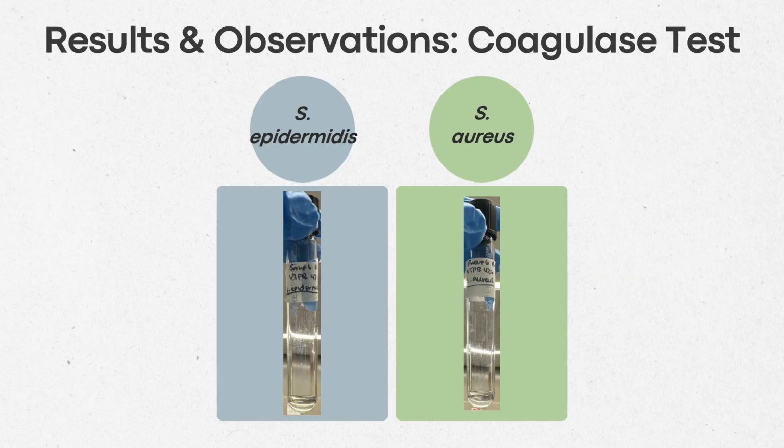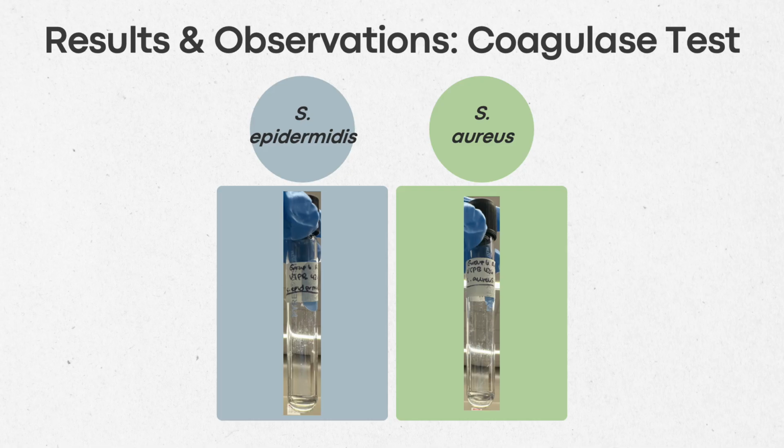As for the results and observations with the coagulase test, rabbit plasma tubes were inoculated with Staphylococcus aureus and Staphylococcus epidermidis. These tubes were incubated at 37 degrees Celsius, and after incubation, the tube containing Staphylococcus aureus formed a visible clot. In person, you can see it, but on the picture, it's not as clear. But essentially, this indicated a coagulase positive result.